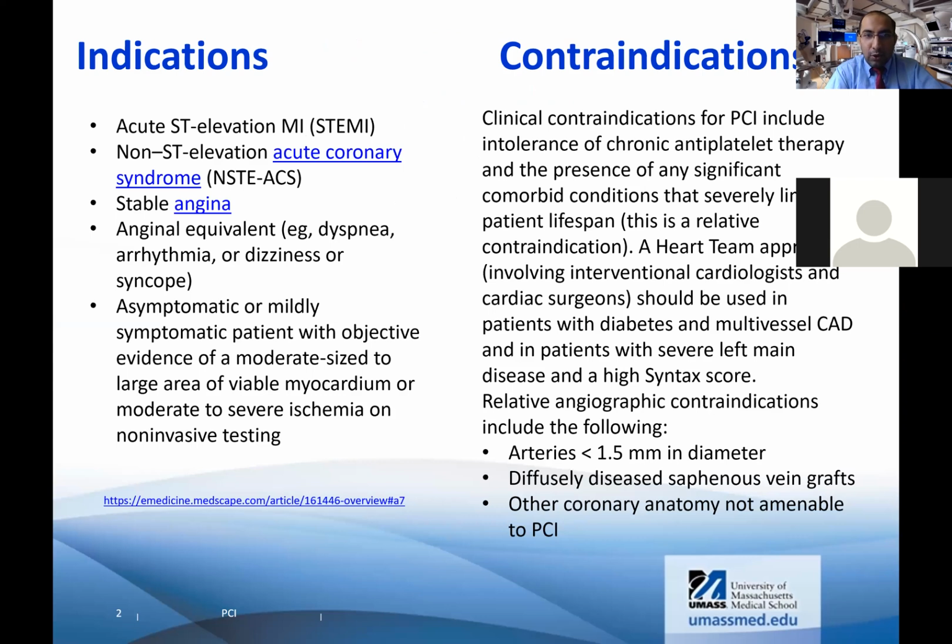And I did go over this in the beginning of the year, the indications of PCI. Mainly we know there's stable angina with ongoing chest pain, anginal equivalents. This group, anginal equivalents, is pretty much used by a lot of people outside of Massachusetts for doing PCIs, and then non-STEMIs and acute MI. And then people have been putting in stents for asymptomatic patients if there's ischemia as well.